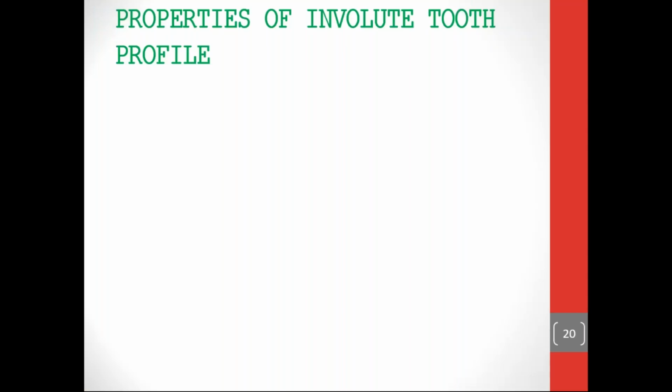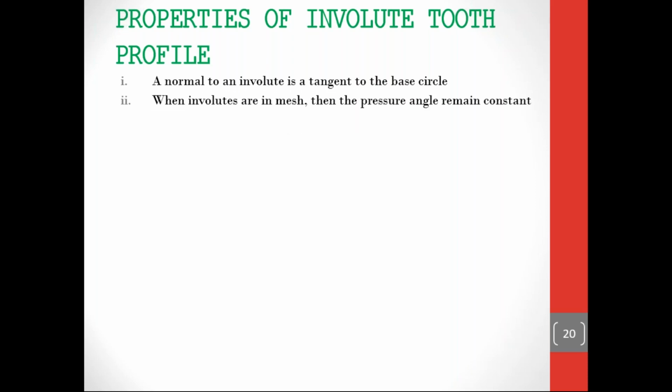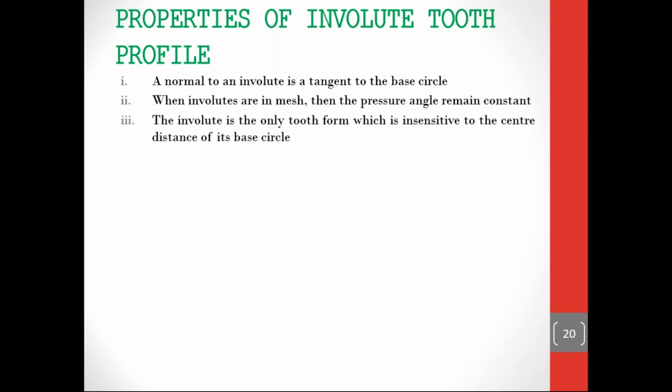Next topic, properties of involute tooth profiles. Which are the properties an involute tooth profile should have? So first one, a normal to an involute is a tangent to the base circle. Next, when involutes are in mesh, the pressure angle remains constant, that is phi. The involute is the only tooth form which is insensitive to the center distance of its base circles. Means if the center distance changes, the velocity ratio will not change in an involute tooth profile.